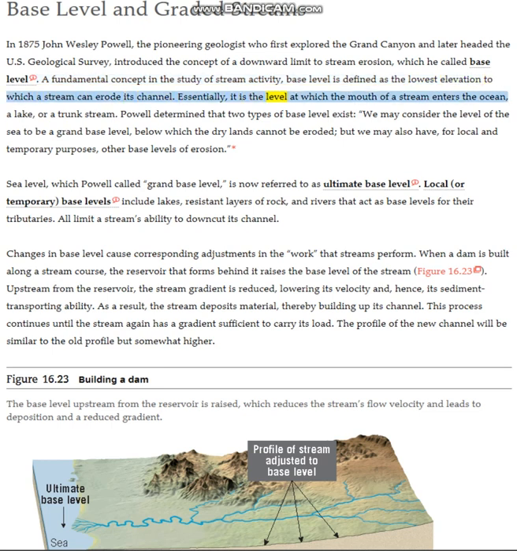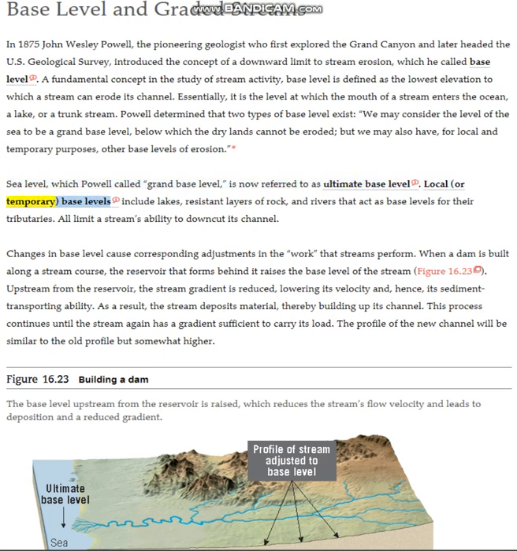Essentially, it is the level at which the mouth of a stream enters the ocean, a lake, or a trunk stream. Powell determined that two types of base level exist. "We may consider the level of the sea to be a grand base level, below which the dry lands cannot be eroded, but we may also have, for local and temporary purposes, other base levels of erosion." Sea level, which Powell called grand base level, is now referred to as ultimate base level.